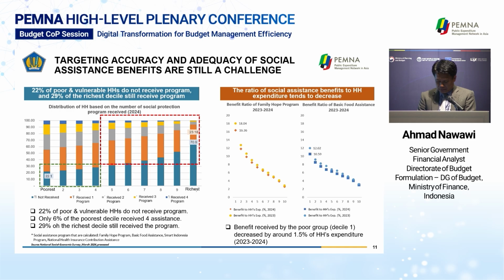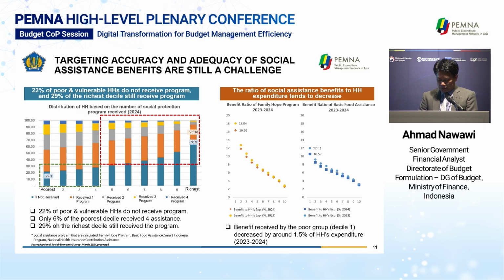Targeting challenges. Despite large budget allocations, targeting accuracy remains a major challenge. Survey data show two main problems. First, exclusion error. About 22% of poor and vulnerable households do not receive assistance. Second, inclusion error. Approximately 2.9% of households in the richest decile still receive social assistance. This finding highlights the need for a better beneficiary identification system.